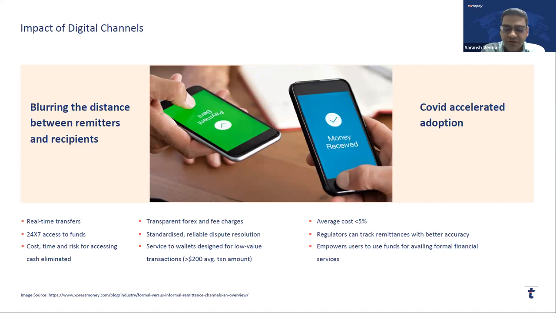But this is a clear indication that yes, people when faced with lesser number of options and digital being a favorable one, have migrated and have then gone on to use that channel more and more. We can go to the next slide.